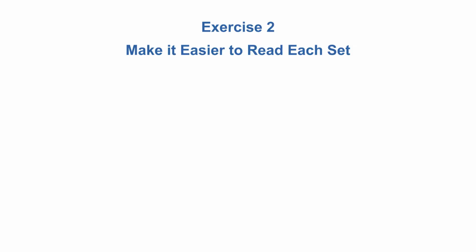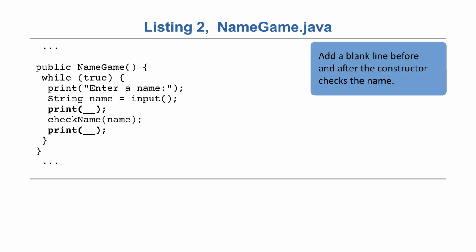Exercise 2. Make it easier to read each set. Add a blank line before and after the constructor checks the name. Run it. What happened? It should have printed a blank line after you entered a name and before it tells you to enter another name. Now your program writes messages to names again and again.